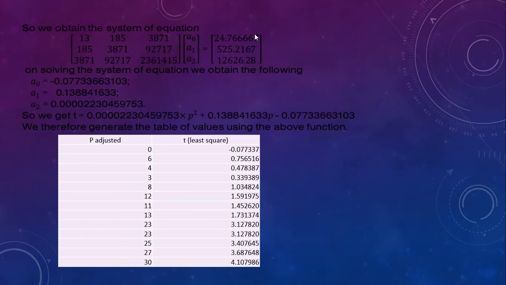A0 is equal to minus 0.07733663103. A1 also, as you can see on the screen, and A2 as well. So the function we obtain for this will be t equals 0.0000223 and so on, multiplied by p squared, plus 0.13884163p, minus 0.0773366 and so on. We therefore generate the table of values using the above function. This is the table we obtain from the function we got from the least square method.